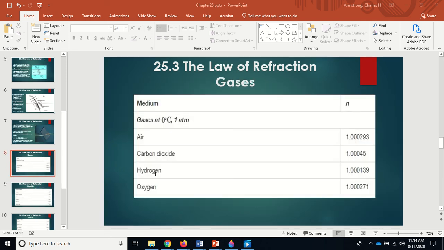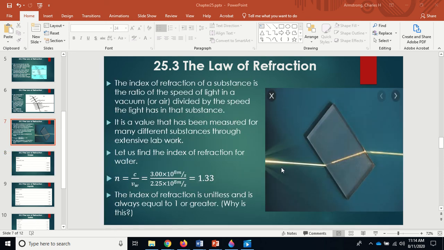Okay, and then I just have a bunch of indices of refraction for a bunch of different things right out of your book. So you can see air, the index of refraction is like 1.00033293. Okay, so it's very, very close to 1. Another way to look at this is that the velocity in the substance would be equal to c over n.